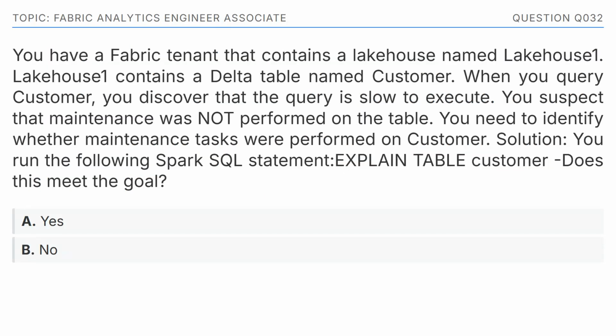You have a Fabric tenant that contains a lakehouse named Lakehouse 1. Lakehouse 1 contains a Delta table named Customer. When you query Customer, you discover that the query is slow to execute. You suspect that maintenance was not performed on the table. You need to identify whether maintenance tasks were performed on Customer. Solution: you run the following Spark SQL statement: explain table Customer. Does this meet the goal?